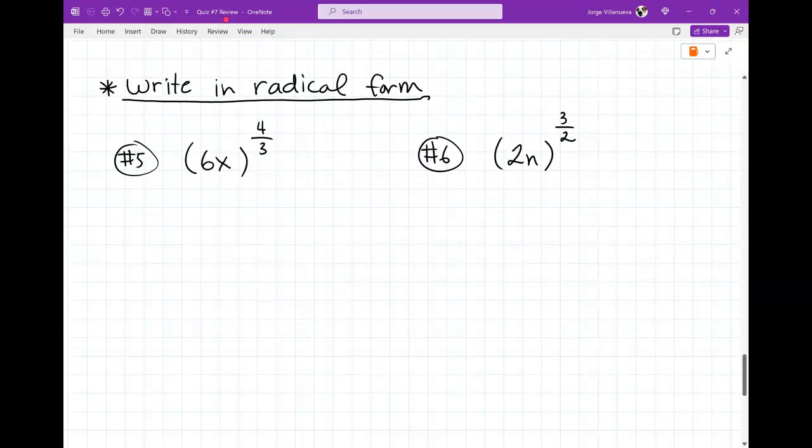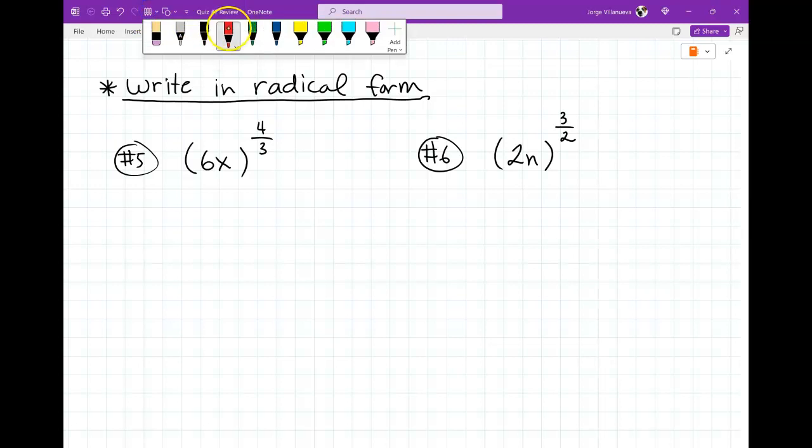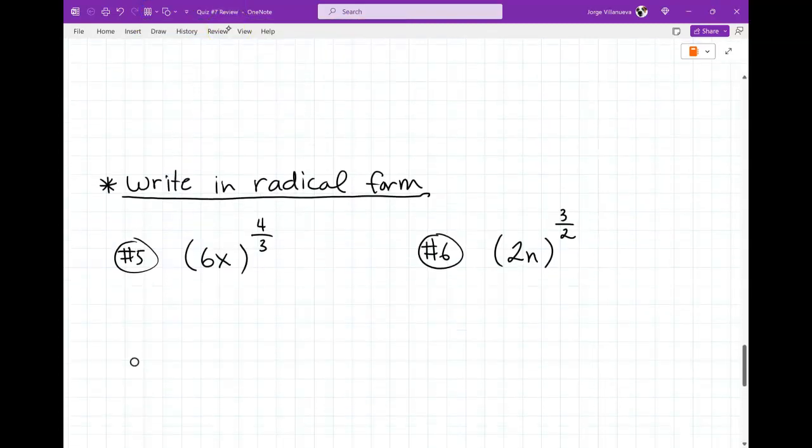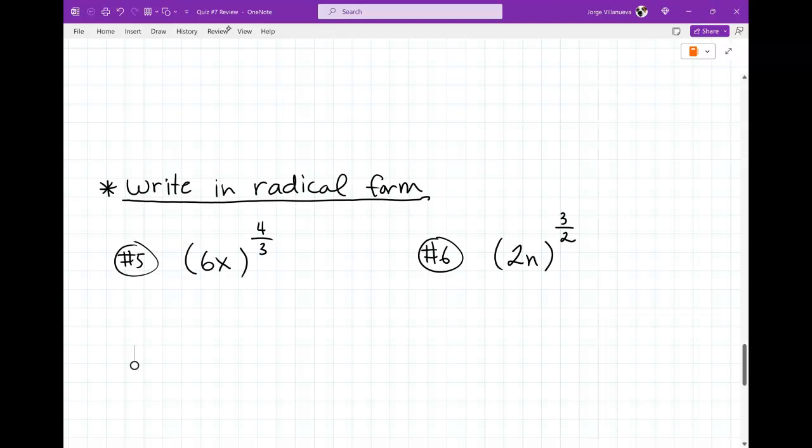So 5 and 6, these are both writing into radical form. Okay? So we're going from an exponential power that's a fraction. Okay, so a power that's a fraction, I want to write it into radicals. Now, just to remind you guys, the stuff you guys need to know for this, let me put it up here, looks like this. So radical x, this is I to the p, is equal to x to the p over I. It goes in both directions, okay?